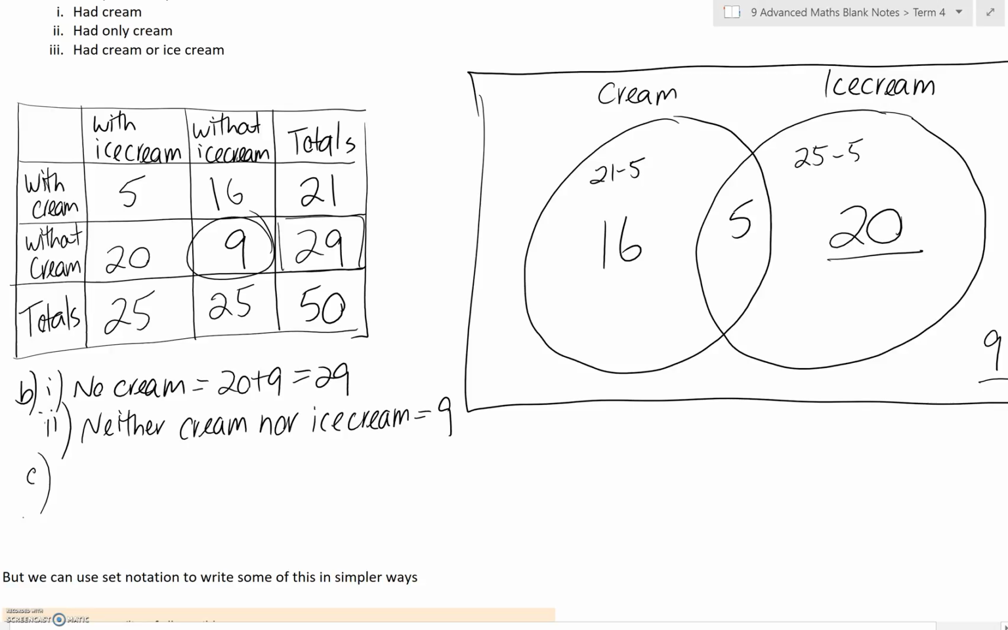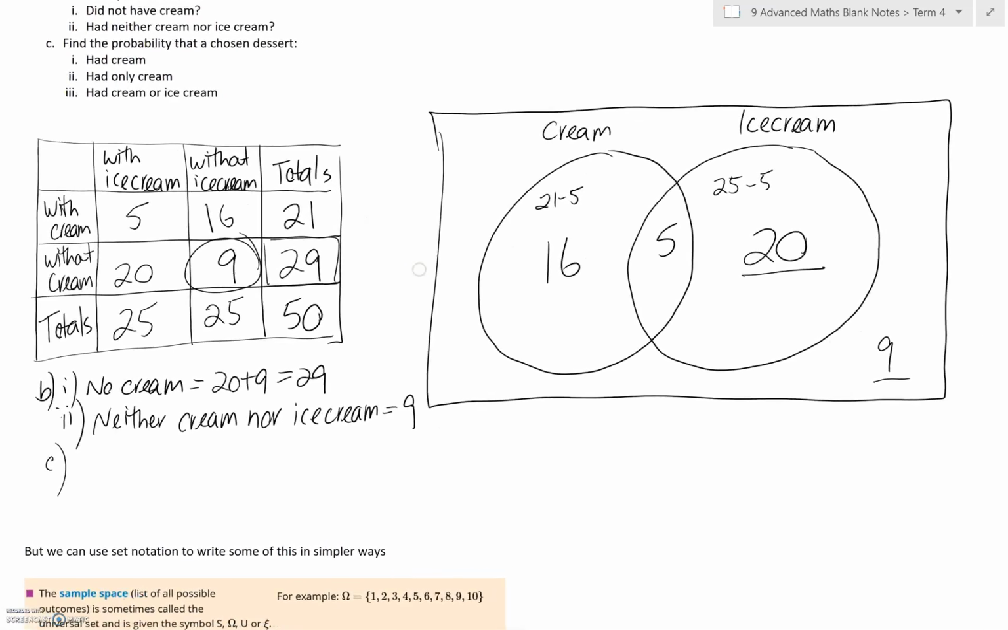Now we're going to look at some probabilities. So find the probability that a chosen dessert had cream. So the probability of cream is going to be all of those that had cream, whether they had cream or ice cream. So it's going to be 16 plus 5 or just straight to 21 out of 50. Remember, 50 is our total desserts. So the probability of getting one with cream is 21 out of 50.